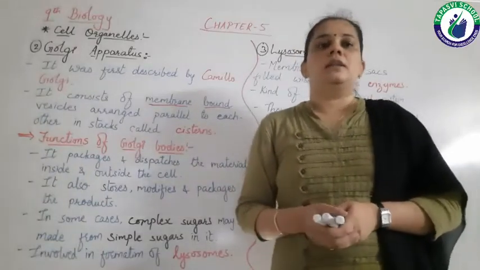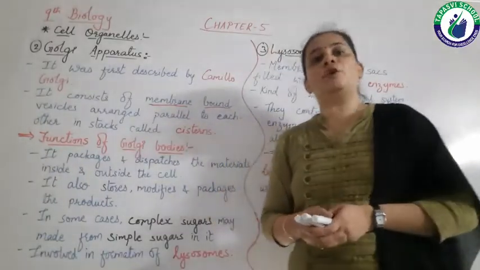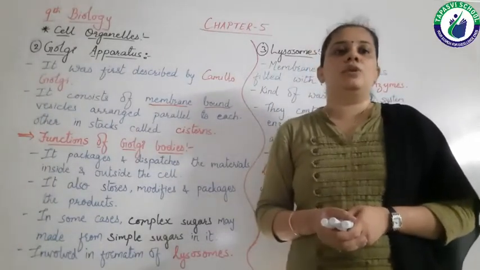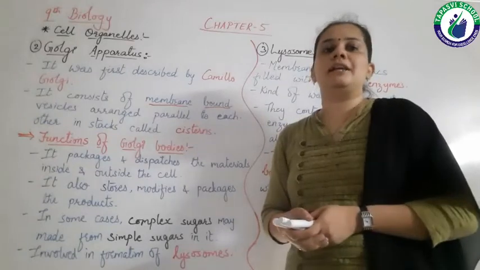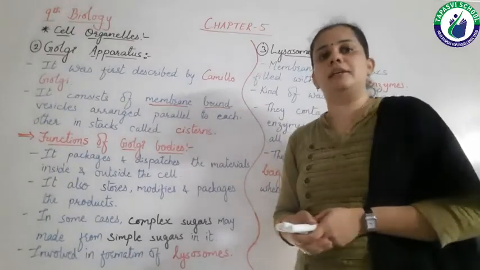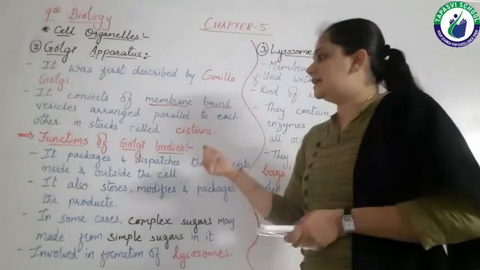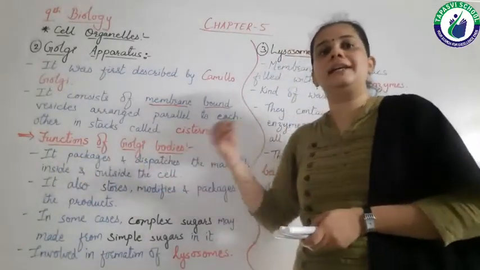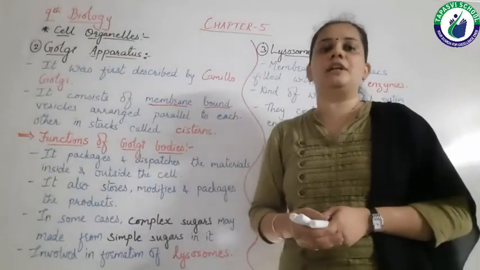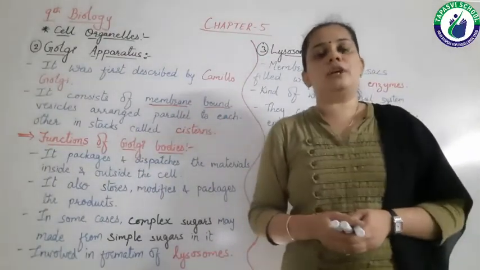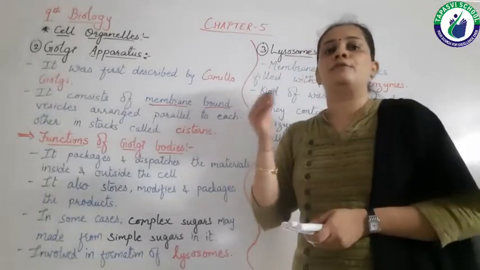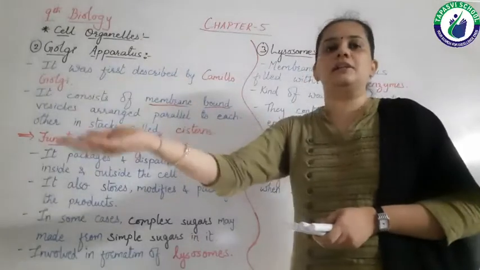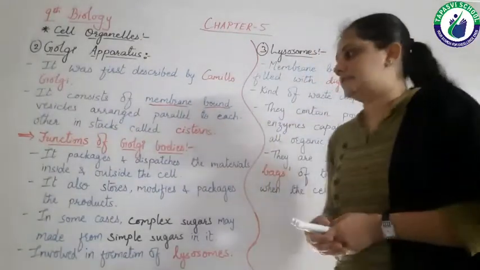It means the materials which are formed inside the ER, that is the endoplasmic reticulum, are transported by the endoplasmic reticulum to the Golgi apparatus, and the Golgi apparatus packages the material and then dispatches it, meaning it transports it to various cell organelles, as well as from inside the cell to outside the cell.